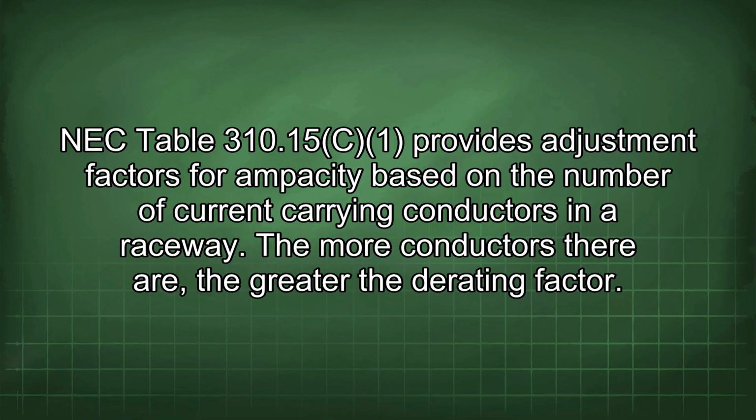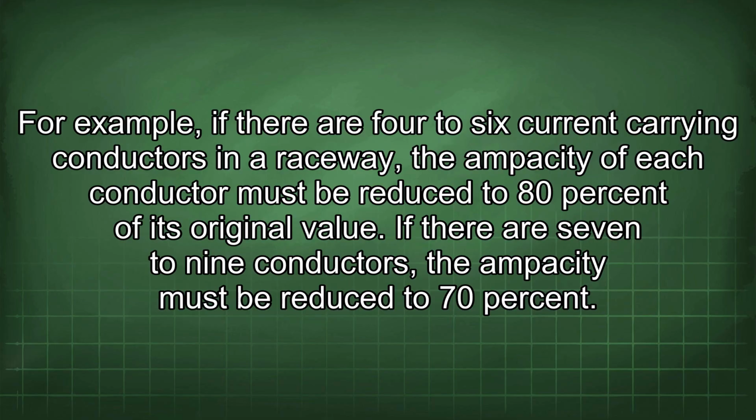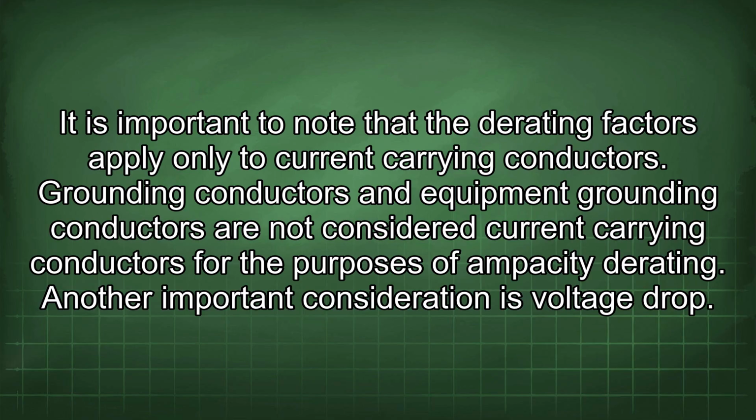in a raceway. The more conductors there are, the greater the derating factor. For example, if there are 4 to 6 current carrying conductors in a raceway, the ampacity of each conductor must be reduced to 80% of its original value. If there are 7 to 9 conductors, the ampacity must be reduced to 70%. It is important to note that the derating factors apply only to current carrying conductors. Grounding conductors and equipment grounding conductors are not considered current carrying conductors for the purposes of ampacity derating.